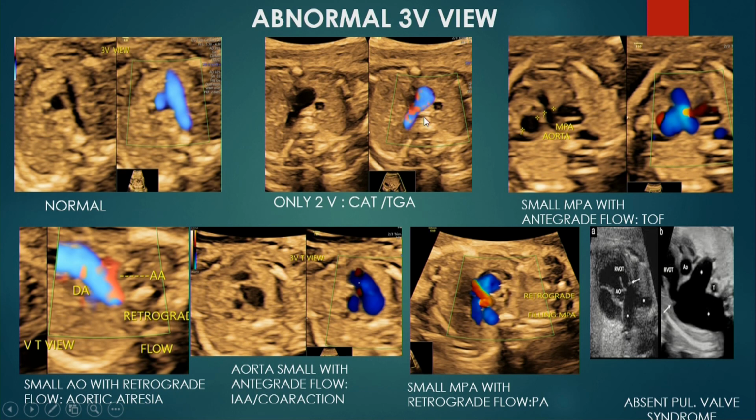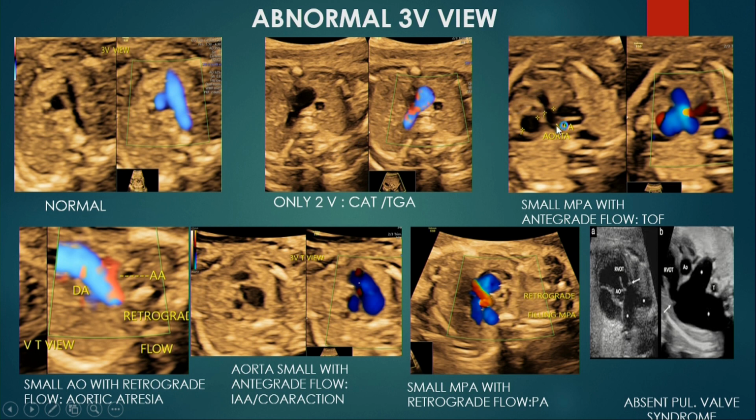This slide is just to show you the importance of the three vessel view. By seeing only the three vessel view, you can diagnose many complex cardiac outflow tract abnormalities. You know the normal pulmonary artery, aorta, SVC. Instead of seeing three vessels, if you are seeing only two vessels, then it may be a common arterial trunk or transposition of great arteries.